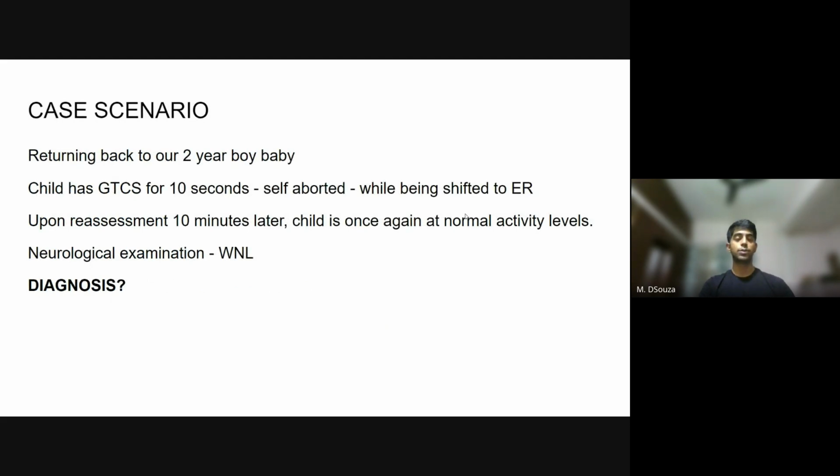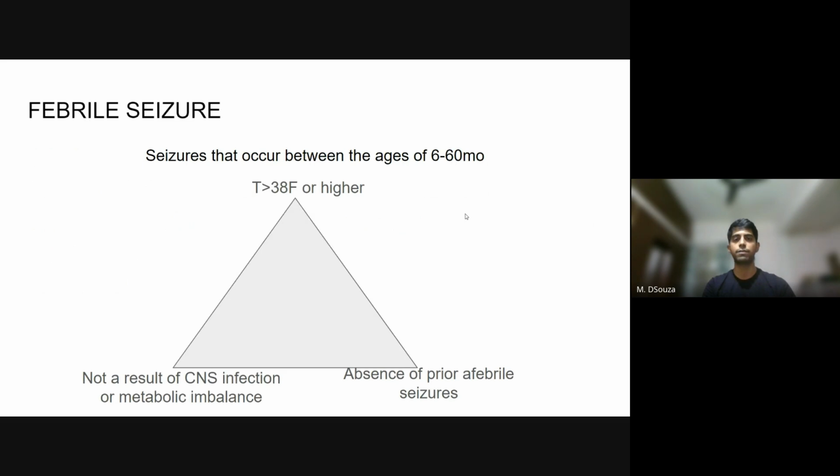Returning back to the 2-year-old baby boy who is febrile, we have established that the mother has in fact checked the temperature, and the child has been having fever since the past 1 day. You recheck the temperature as the child appears a little more flushed, and you establish the child is in fact having fever. So as you've shifted the child to your IP, the child ends up having GTCS, which lasts for about 10 seconds and is self-aborted. Upon reassessment of the child 10 minutes later, the child is once again back to his normal activity levels, and the neuro exam is unyielding. Of course, the diagnosis in this case would be febrile seizures.